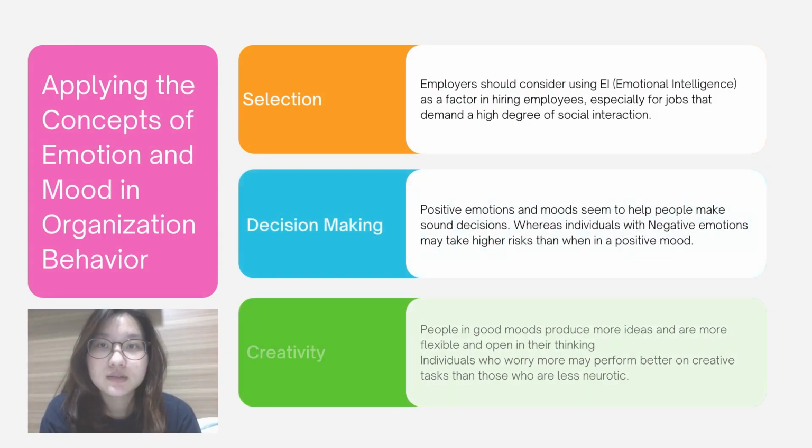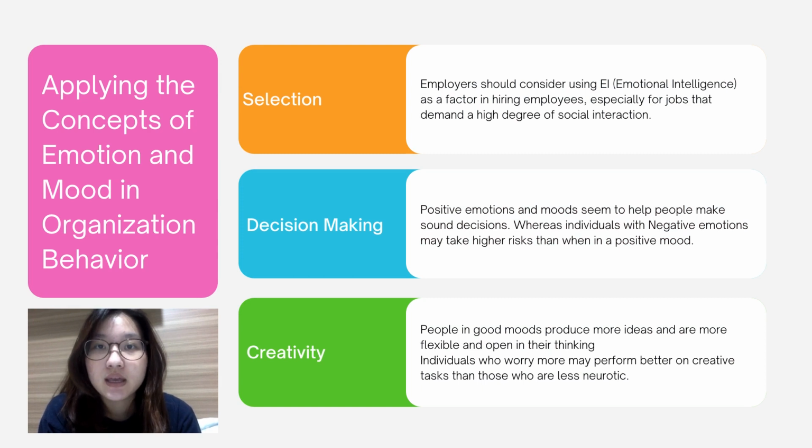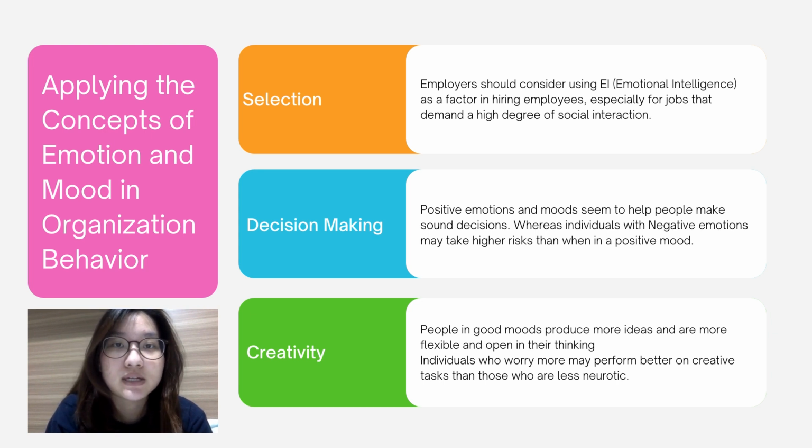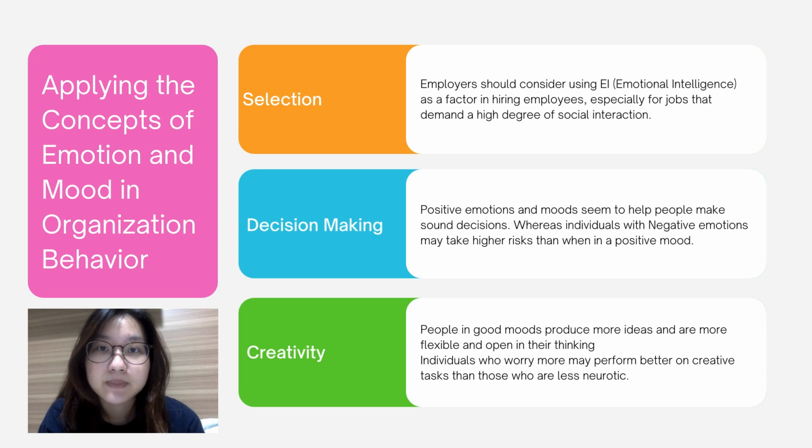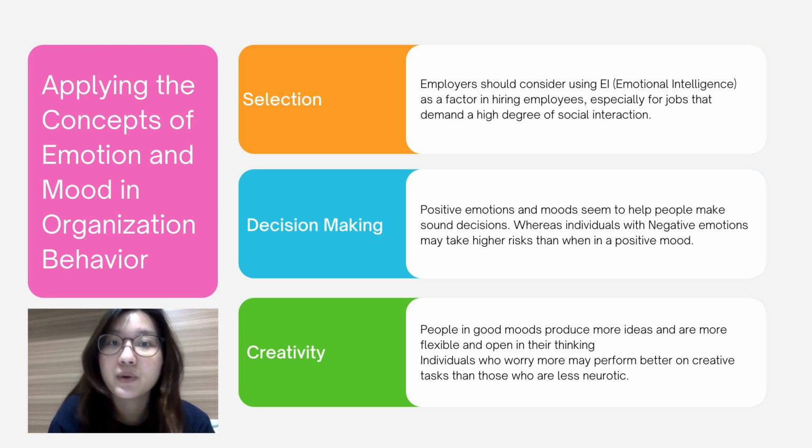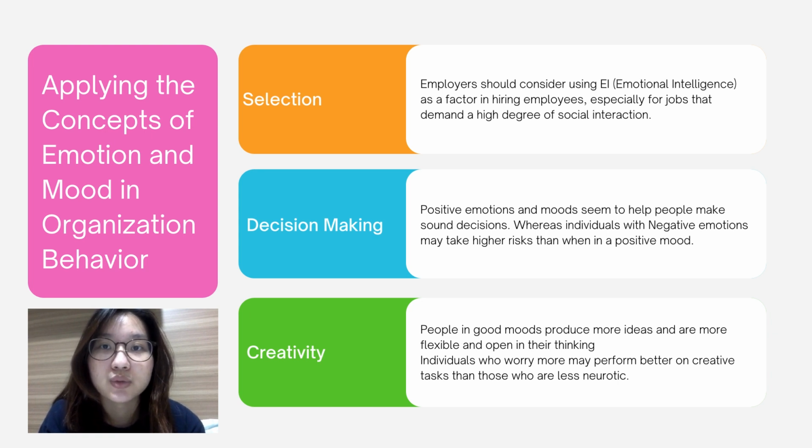So the next topic that we are going to cover is about how to apply the concept of emotions and mood in organization behavior. So, our understanding of emotion and moods can affect many aspects of organization behavior, including the first one, which is selection. Research said that employers should start considering using emotional intelligence as a factor in hiring employees, especially for jobs that actually demand a high degree of social interactions. Nowadays, many recruiters are starting to use emotional intelligence, and it has actually shown a significant impact to the company because employees who take the emotional intelligence course were actually 2.6% more successful than those who didn't.